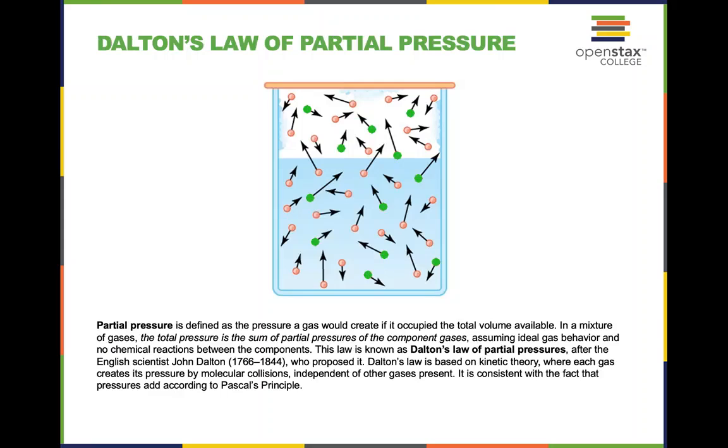So, Dalton's law of partial pressures. Partial pressure is defined as the pressure a gas would create if it occupied the total volume available. In a mixture of gases, the total pressure is the sum of partial pressures of the component gases, assuming ideal gas behavior and no chemical reactions between the components. This is known as Dalton's law of partial pressures, after the English scientist John Dalton, who proposed it.